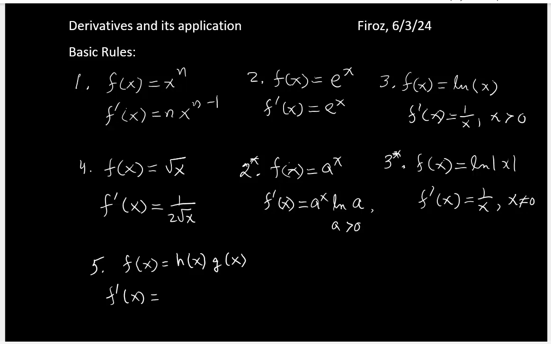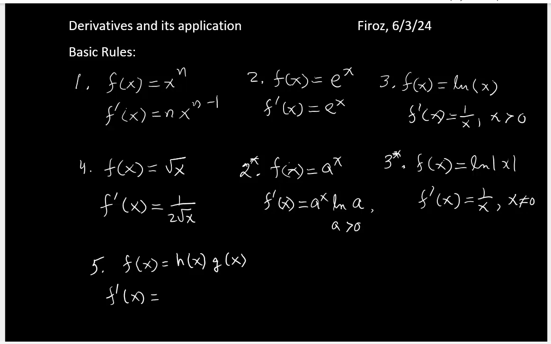And in 3 star, we are taking another function, which is f of x equals natural log of absolute x. So in this case, we can take x equals positive and also negative values, but not 0. The derivative is again 1 over x. So 3 and 3 star have some issues with the domain, but the derivatives are written in the same way.